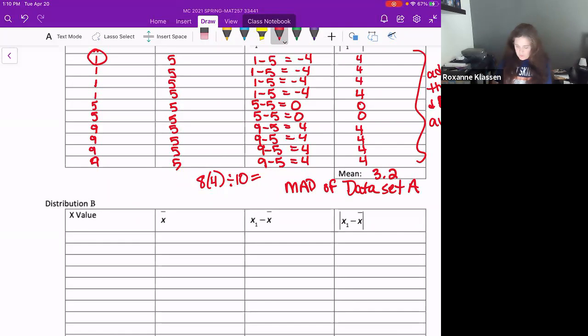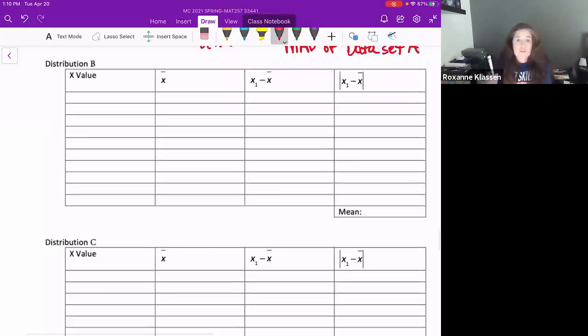Okay, so work on those two. When you're done, just type to me, let's see, a crazy fun word. Yes, crazy fun word. When you're done with the mean absolute deviation for B and C. And don't forget, you can answer number 8 if you're waiting after you do that.